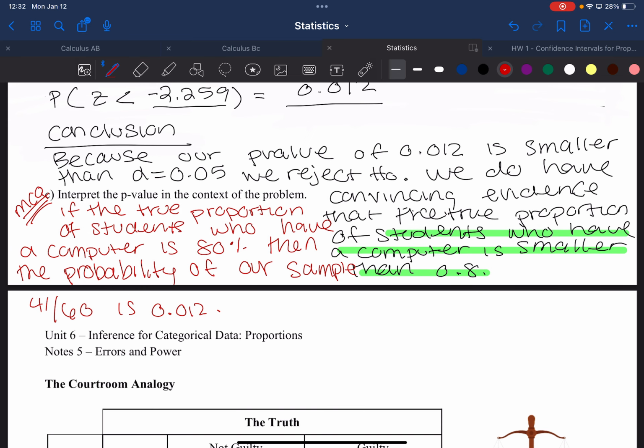Notice where it says probability of our sample, and then I put 41 out of 60. That's my p-hat value. They're saying the probability of the p-hat value is going to be equal to our p-value, which makes sense because that's the definition of p-value. The definition of p-value is a conditional probability.